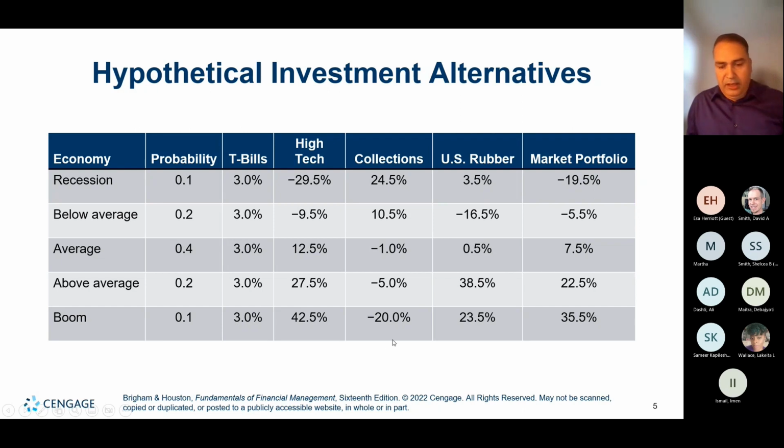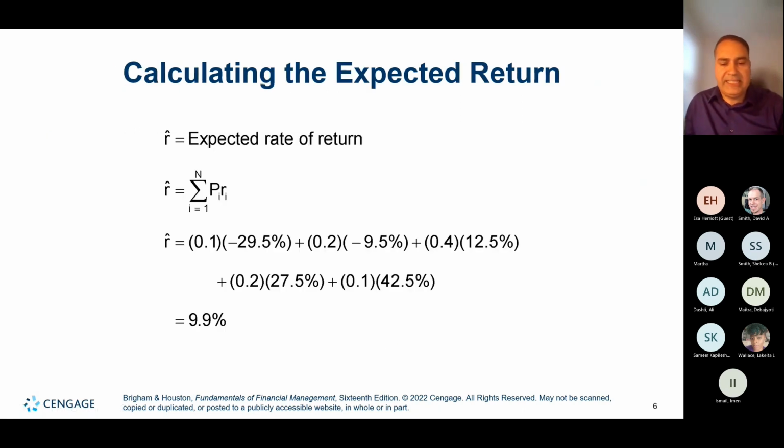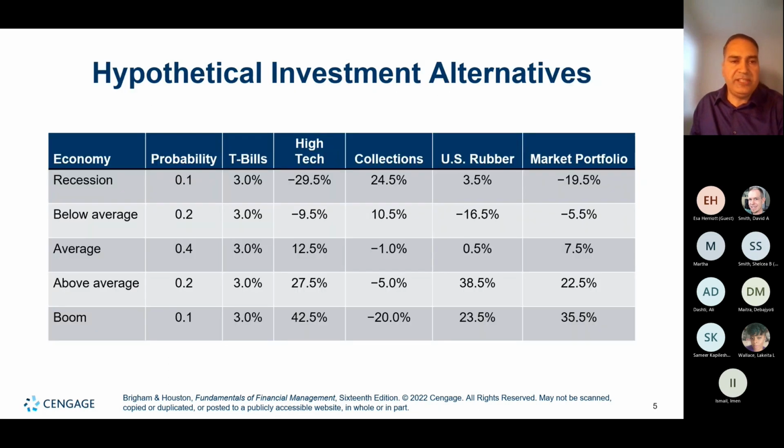Okay, now what we do then is to calculate the expected return of each of these assets. So these are the different economic situations, probabilities, and these are the given returns in those particular situations. But now we were talking about the future, so we don't know exactly what's going to happen, but we can calculate the expected return for each of them. What do you think would be the expected return on the T-bills? Anyone? 3%. 3%, because that's always the same. So that's what we expect. It is the same. It doesn't change.